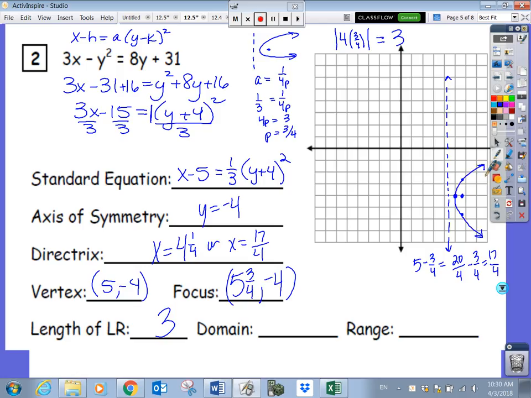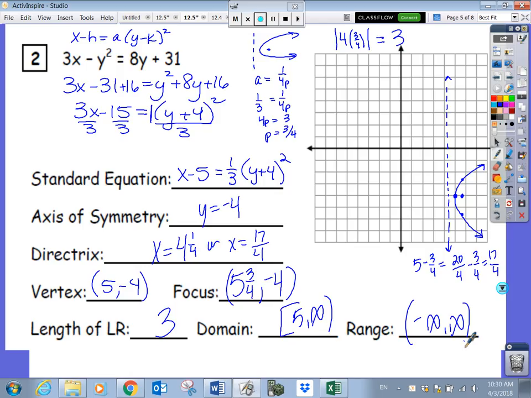So we have the vertex, the focus, the directrix, the endpoints of the latus rectum, and the actual parabola. Those are the things that we need. And now the domain. This is the lowest x value. So our lowest x value is 5, and then it goes to the right forever. Range goes up and down forever. So -infinity to infinity.